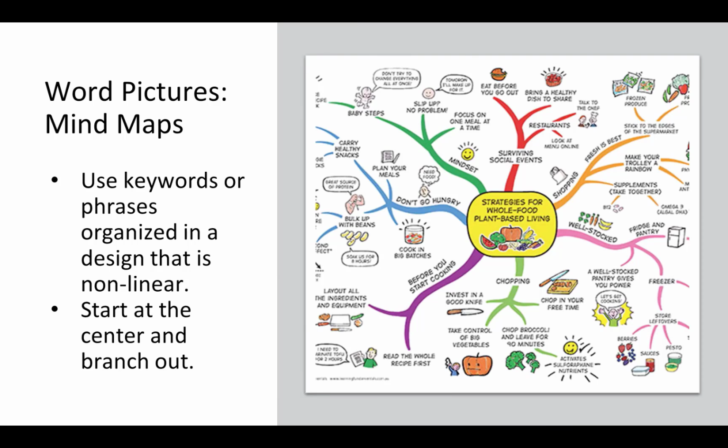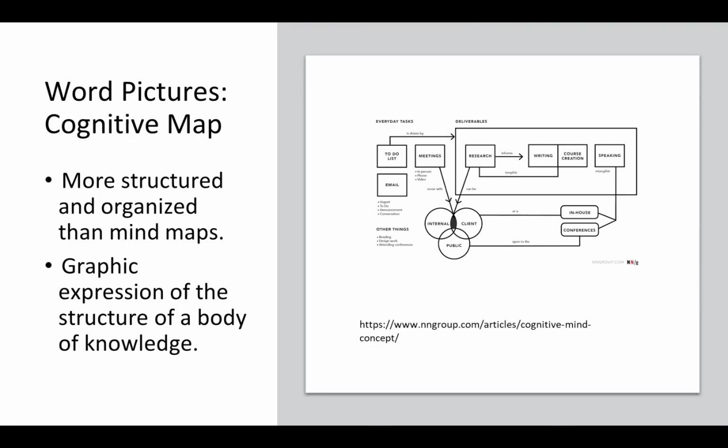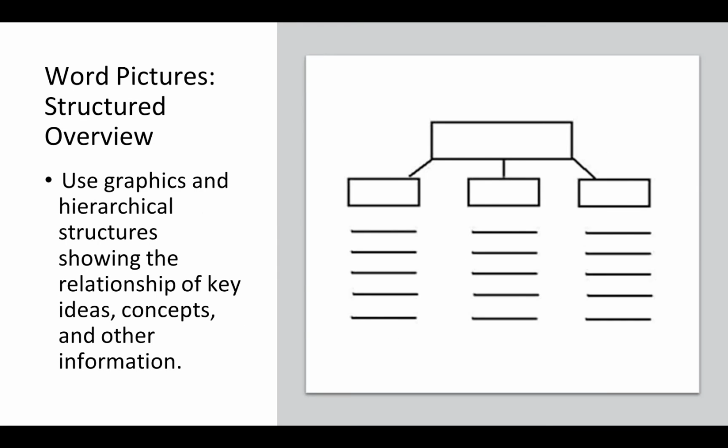Mind maps use key words or phrases organized in a design that is nonlinear. Mind maps start at the center and branch out as individual ideas are presented. Cognitive maps are more structured and organized than mind maps. They provide a graphic expression of the structure of a body of knowledge. Structured overviews use graphics and hierarchical structures showing the relationship of key ideas, concepts, and other information.